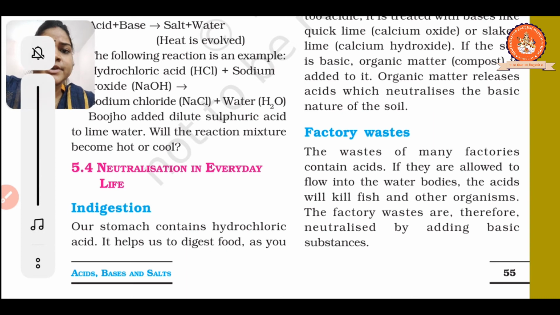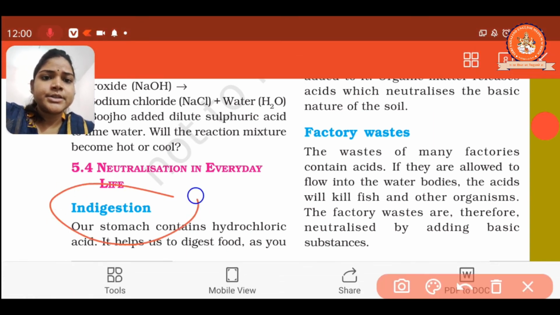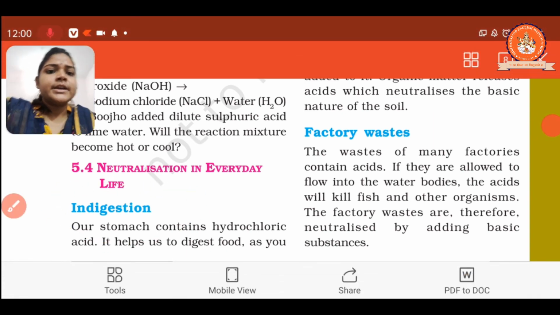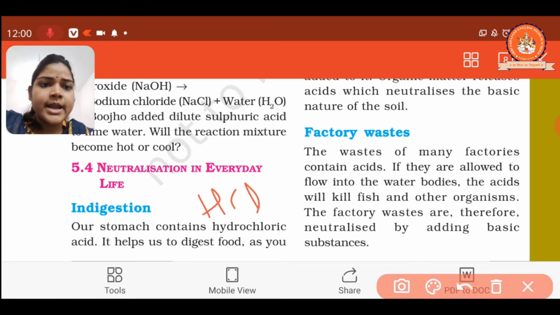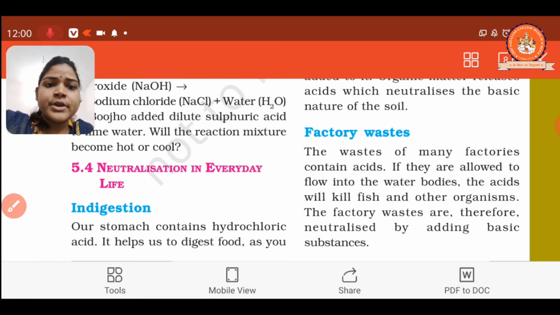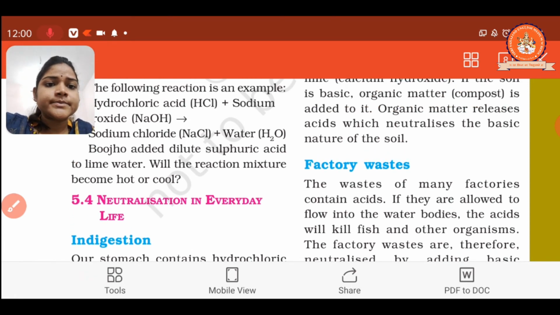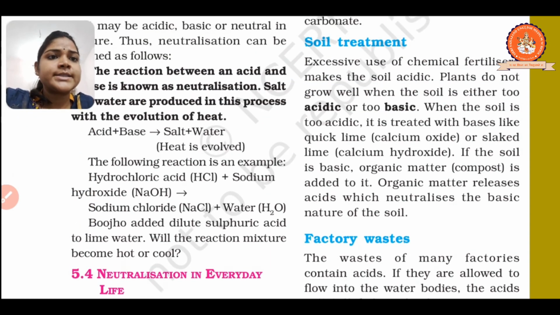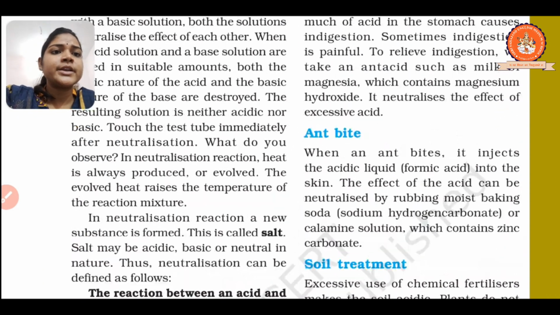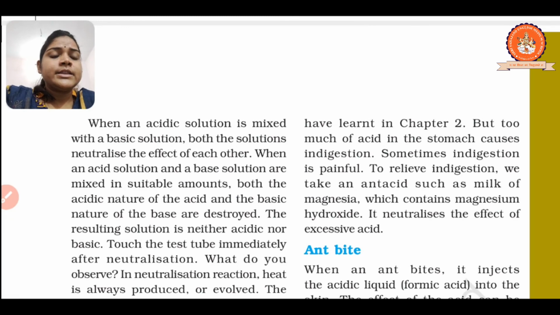Then the next is neutralization in everyday life. The first one is indigestion. Our stomach contains hydrochloric acid. The chemical formula of hydrochloric acid is HCl. It is important for your MCQ questions, right? It helps us to digest food. But when there is too much acid in the stomach, it causes indigestion or acidity.